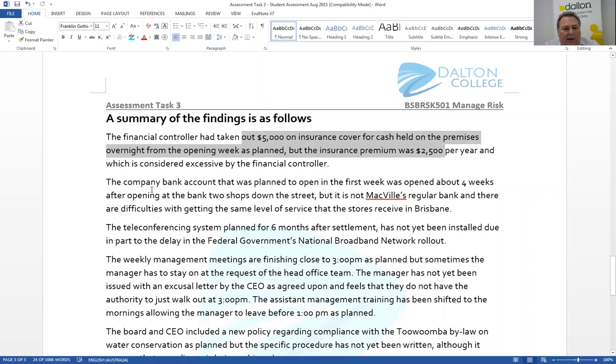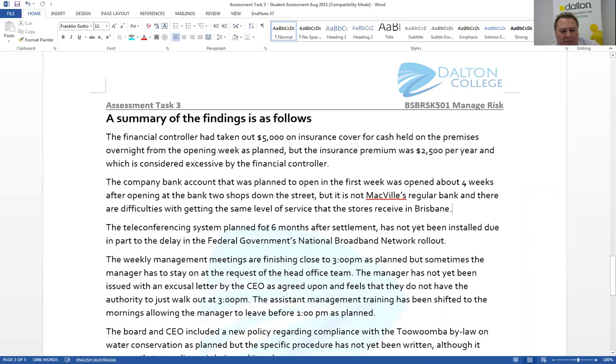Moving along, the company bank account that was planned to open in the first week was opened about 4 weeks after opening at the bank 2 shops down the street. But it is not McPhil's regular bank, and there are difficulties with getting the same level of service that the stores receive in Brisbane. So I think what they're looking for is convenience there, and probably to fast track the process.